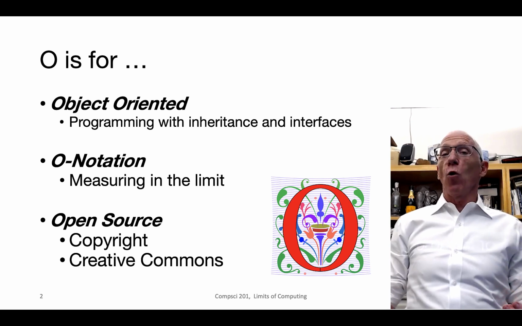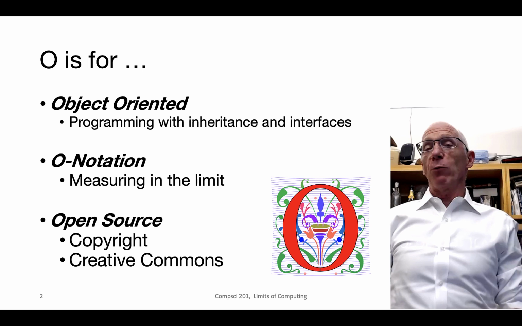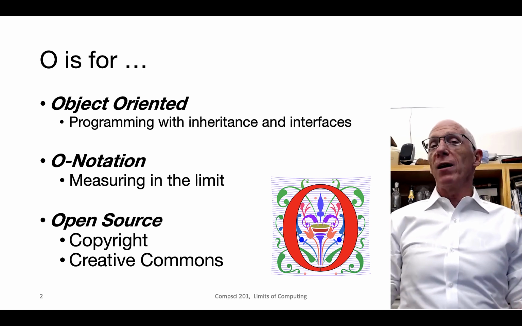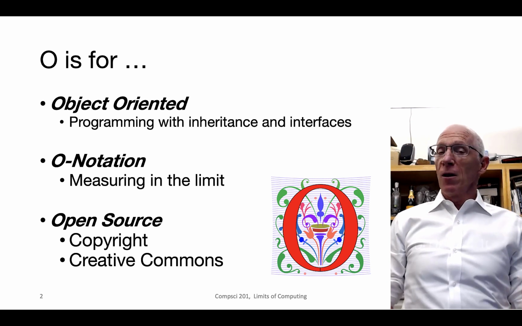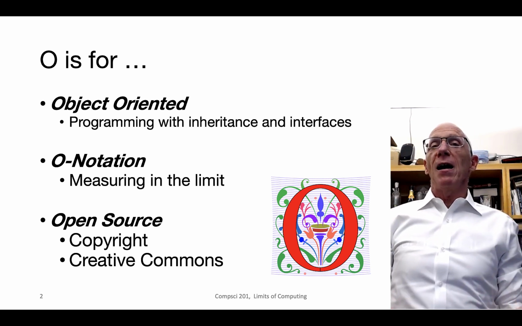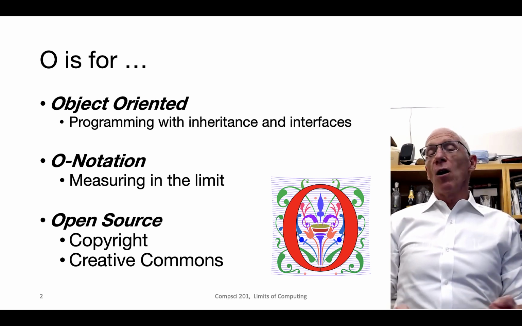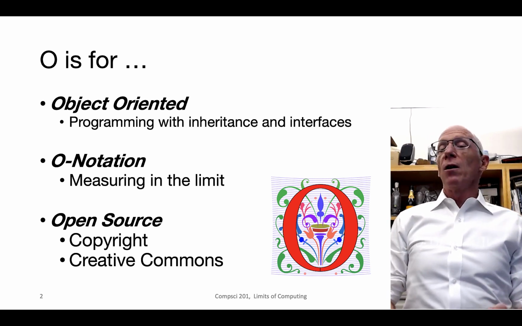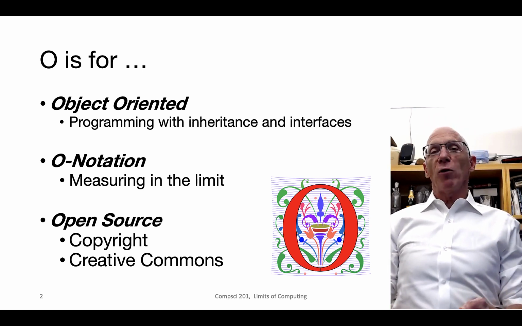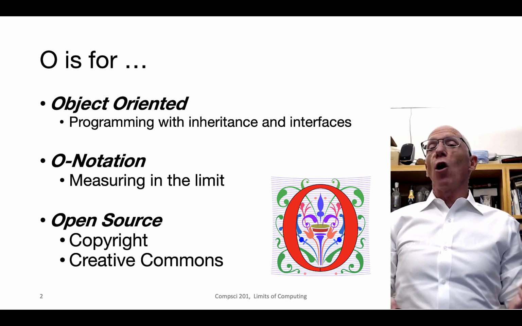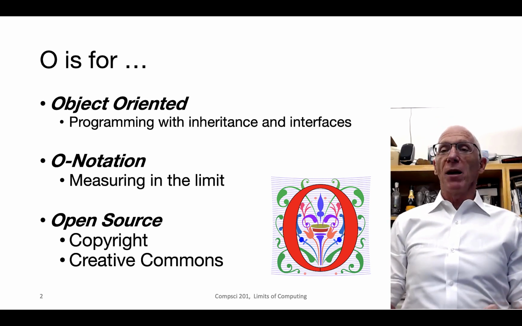O is for object-oriented. We've seen that Java is an object-oriented language. We design things with both inheritance and interfaces. O is also for O notation, the notation we use to understand asymptotic runtime complexity as well as other complexities. O is also for open source. That has to do with copyright, who's created something, and the Creative Commons. We are using an open source distribution of Java in this course, and it's used in many other courses.